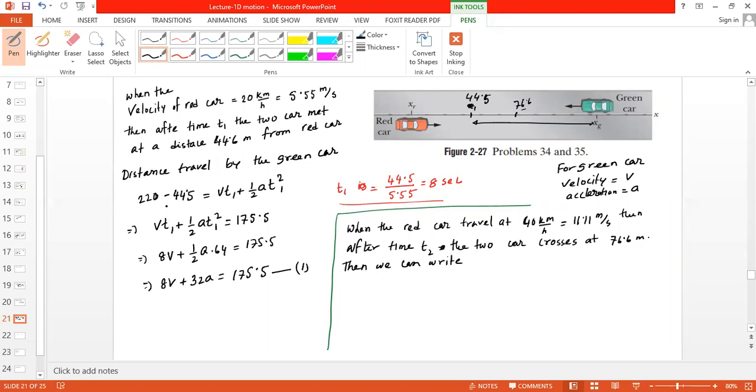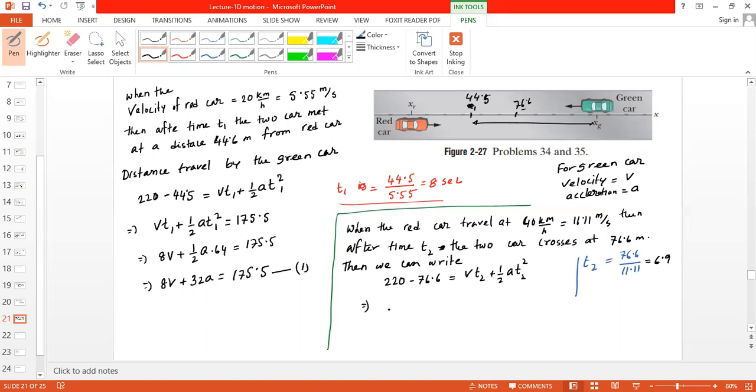Then we can say, same thing here, 220 minus 76.6 equal to vt2 plus 1/2 a t2 square, right? Here, what is t2, by the way? t2 is the time to travel 76.6 meter at a speed of 11.11. 76.6 divided by 11.11 is almost 6.9.